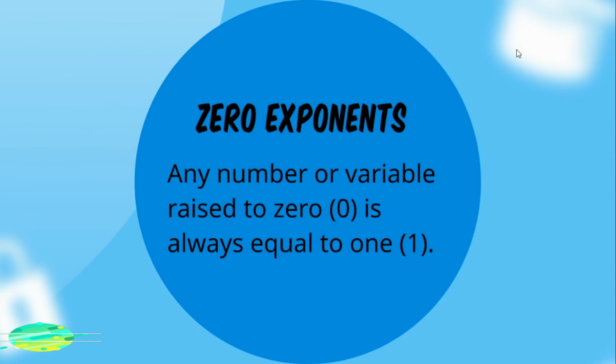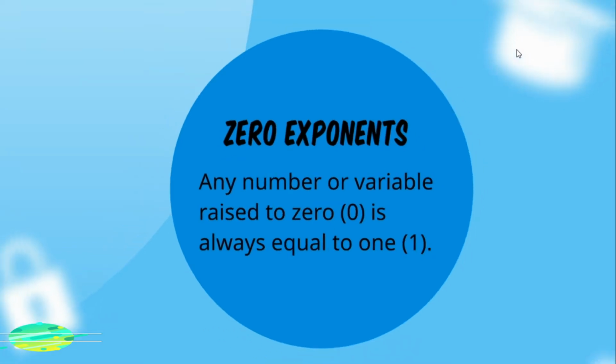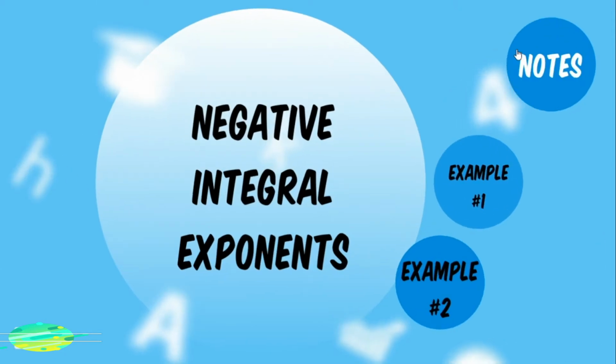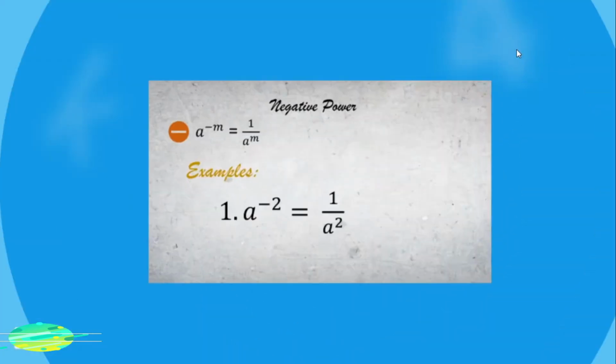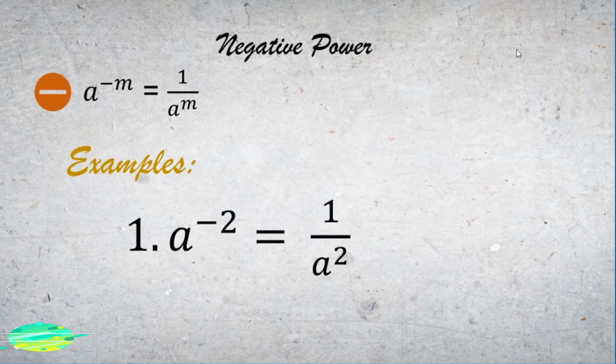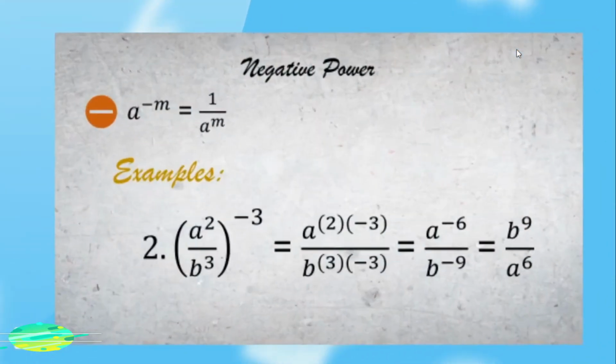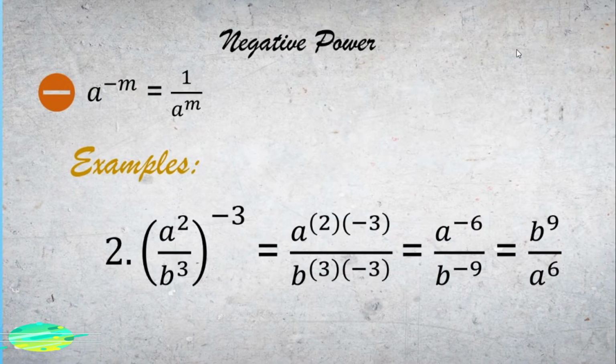Okay, from the example, we can say that any number or variable raised to 0 is always equal to 1. Now, we have negative integral exponent or having the negative power. So, we have the first example, a raised to negative 2. Second example, a squared all over b cubed raised to negative 3.